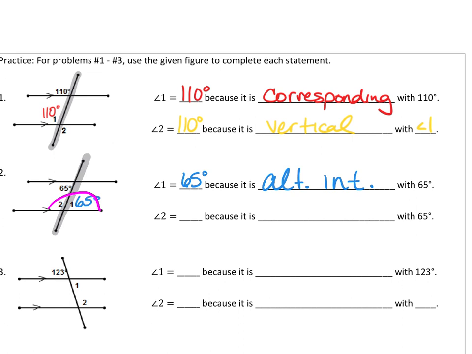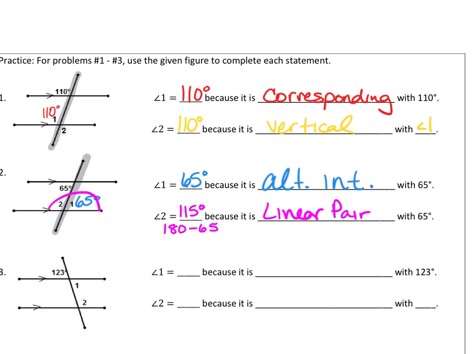What's the pink one called? It's a linear pair. Oops, I spelled that wrong. If they are a linear pair, we know that they have to add up to what number? 180. So to figure out what angle 2 is, we're just going to do 180 minus 65, and 180 minus 65 is 115. So very quickly, I can determine what angle 2 is because it's a linear pair with that 65 degrees.